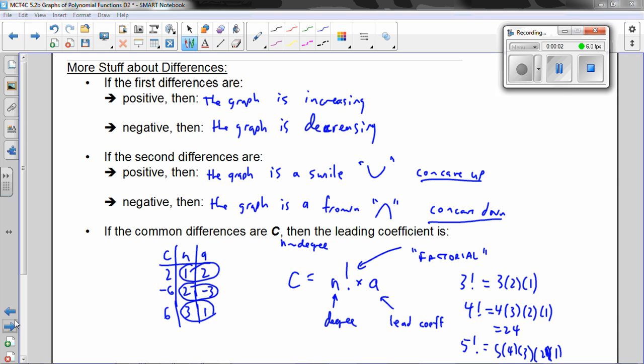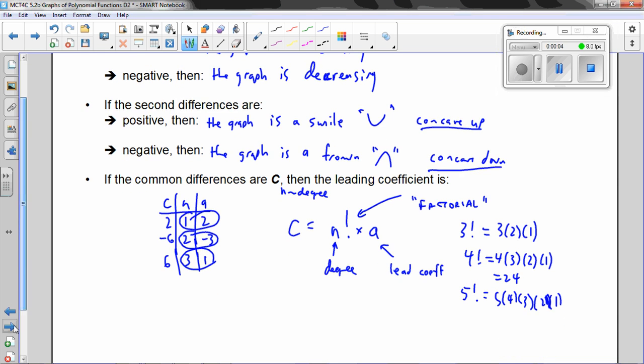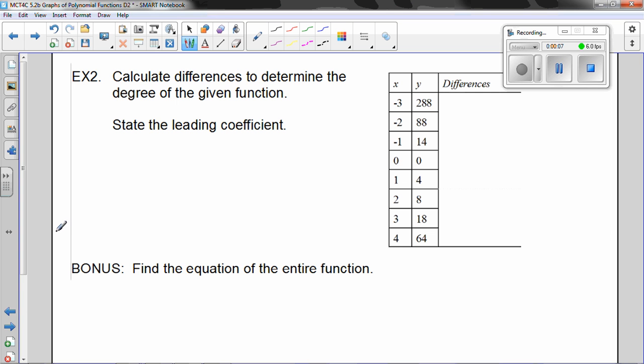All right, we're back with part two. I should have just kept going. It's only this one example after I got looking at my notes. But that's okay. Calculate the differences to determine the degree of the given function.